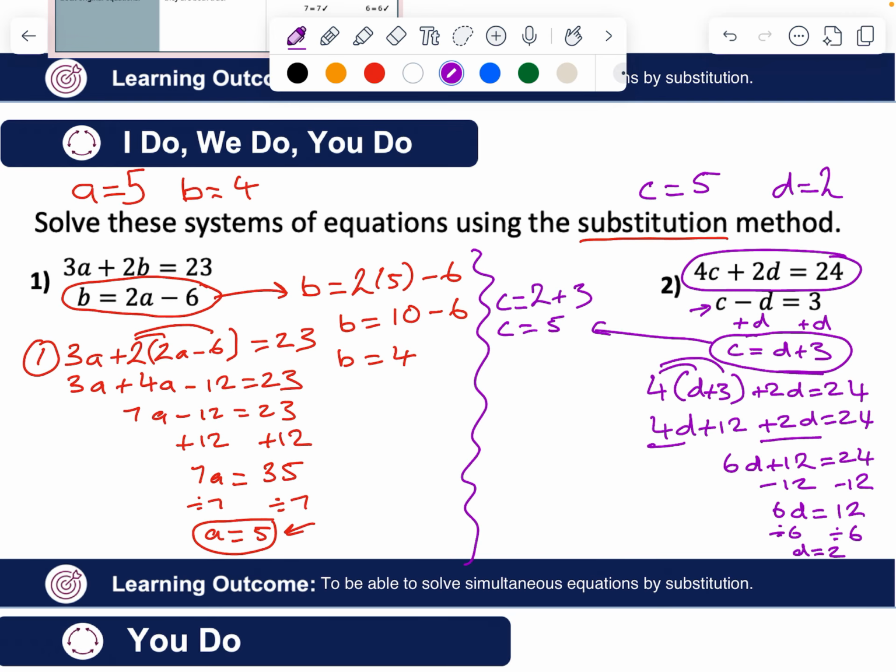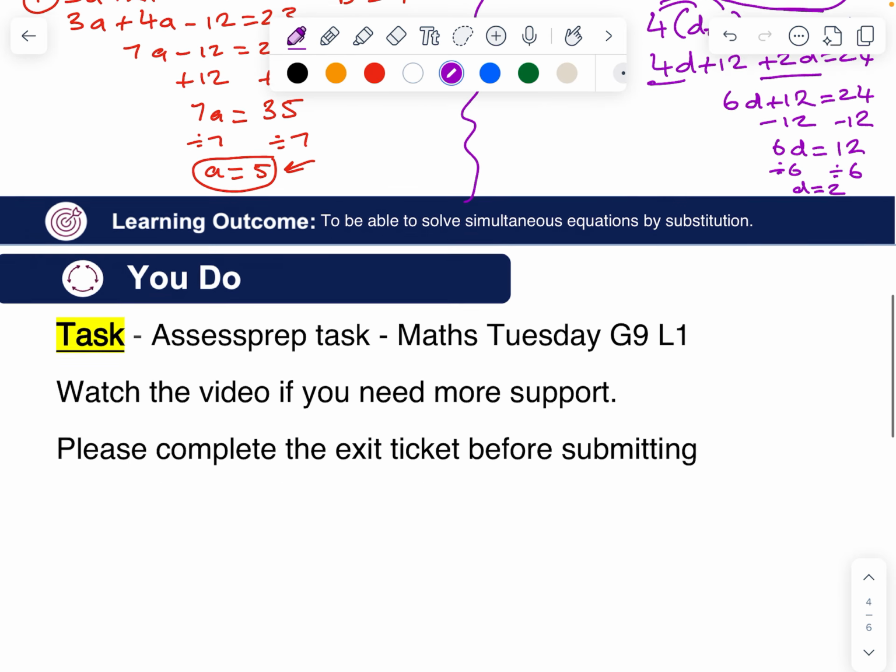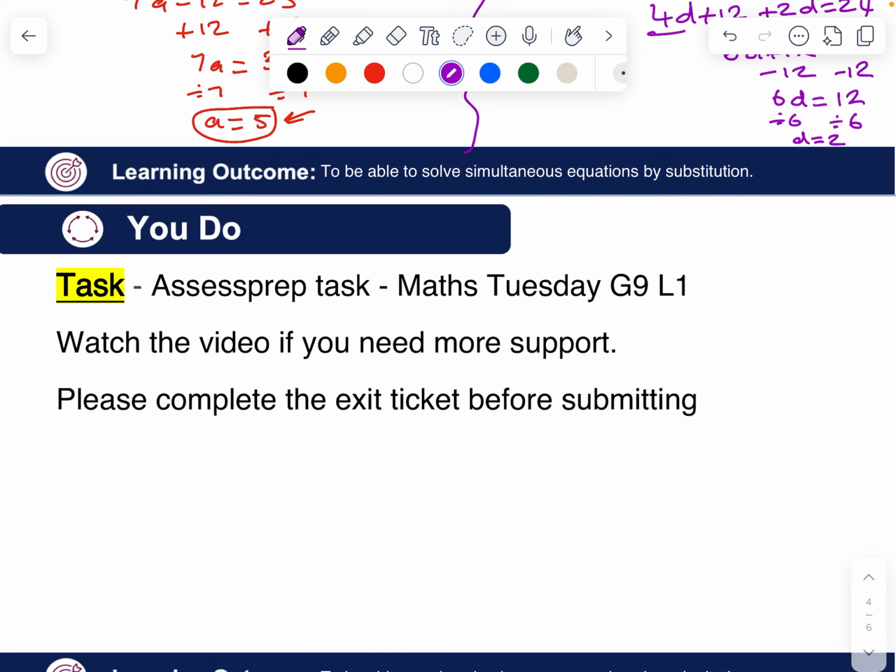Okay, so that's what we're going to have a little practice of today. So what you're going to go and do is, you should already have Assess Prep open. You are going to go to the task, which is Maths Tuesday, Grade 9, Lesson 1 on simultaneous equations. On the actual task, there is a video from Miss Beth. It's a 24-minute video, but for this lesson, you're not watching the whole thing. If you need more examples, just watch the first 10 minutes. And Miss Beth is going over this topic.